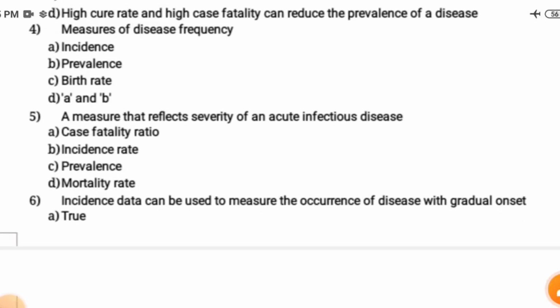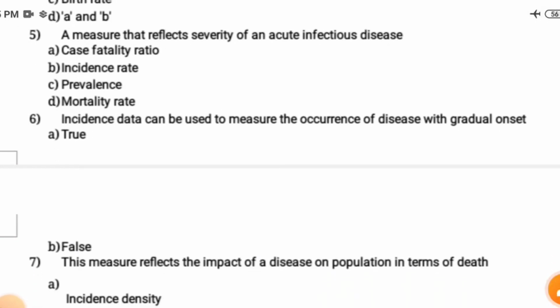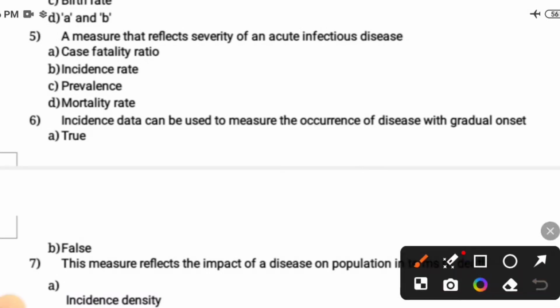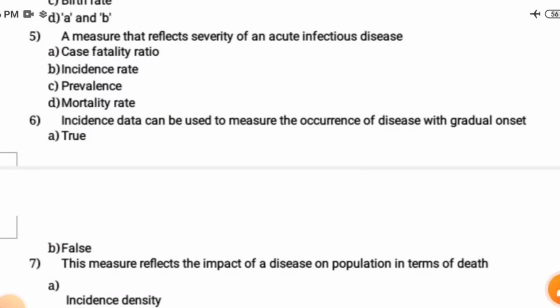Now, a measure that reflects severity of an acute infectious disease: case fatality ratio, incidence rate, prevalence, or mortality rate. So the best answer here is case fatality ratio. Now, incidence data can be used to measure the occurrence of disease with gradual onset. True or false? So this statement is false.